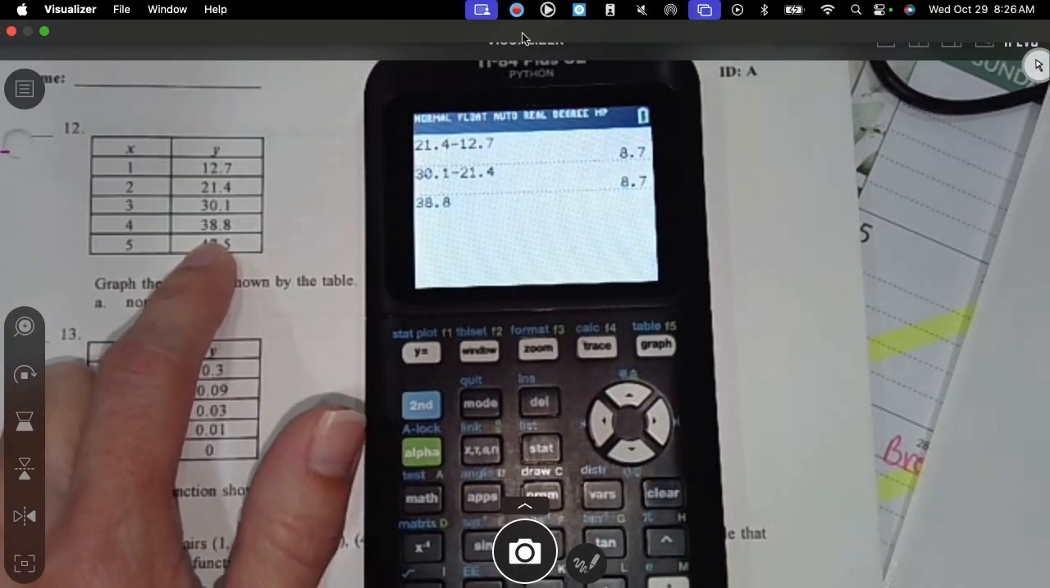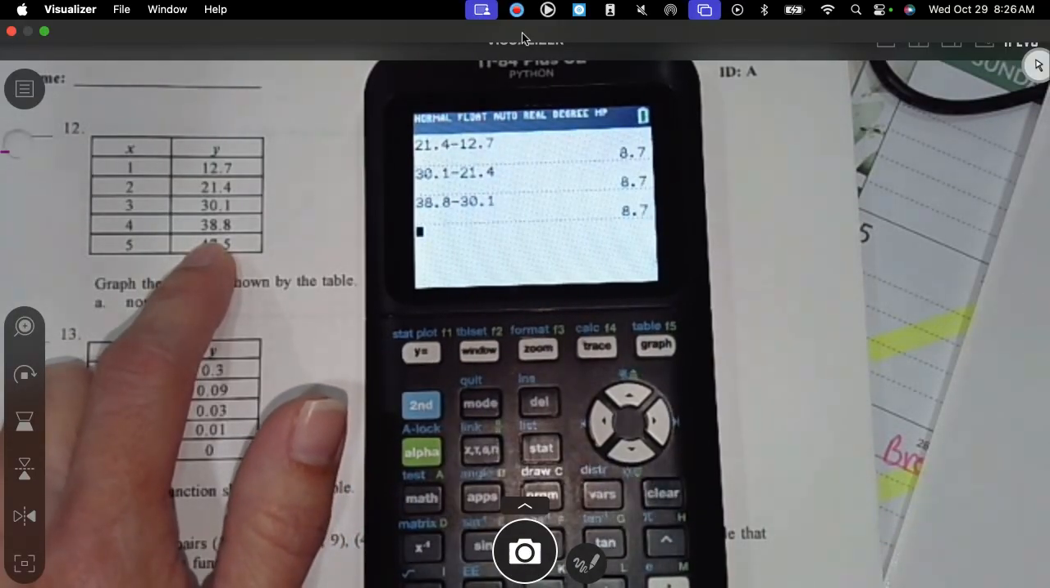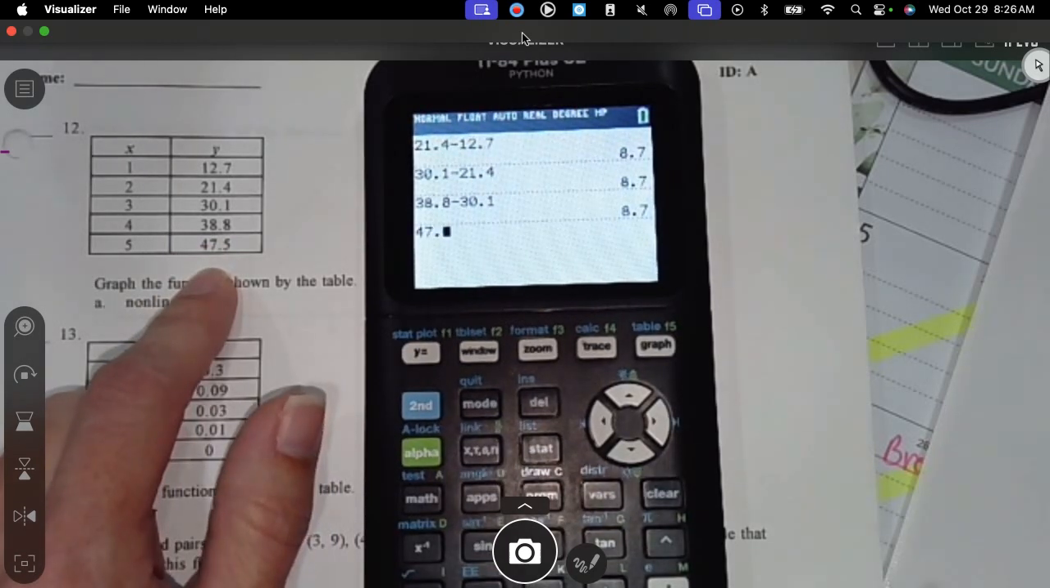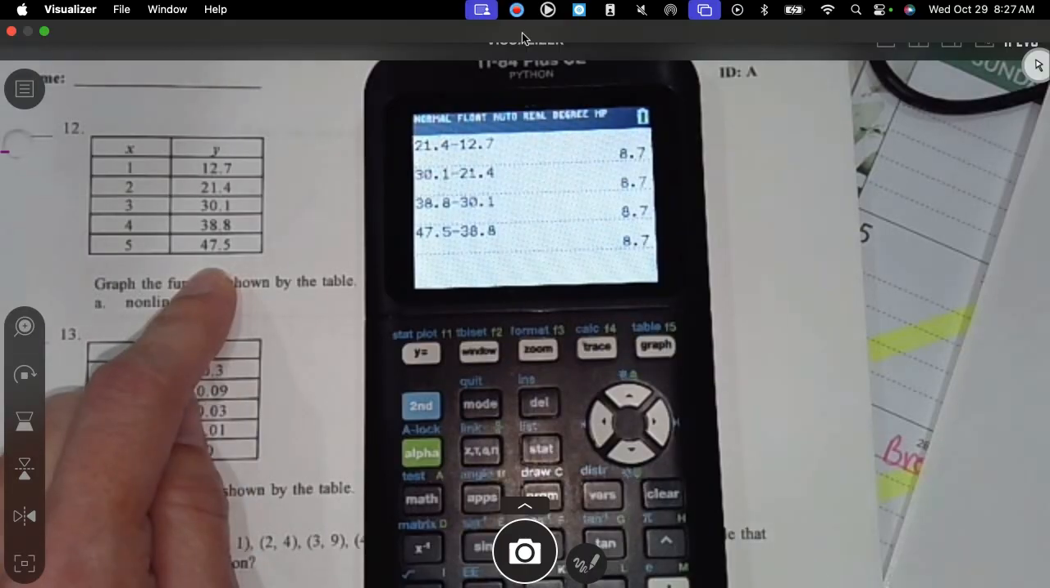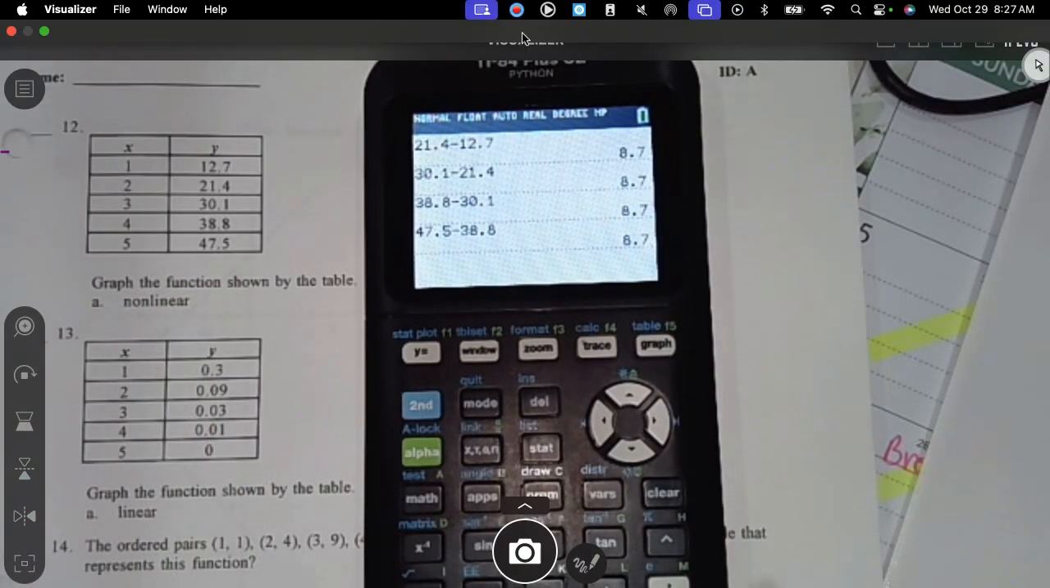38.8 minus 30.1, and then 47.5 minus 38.8. So is that linear? Yes, that one's linear because they're going up like steps, the same exact amount. It's going to make a straight line.